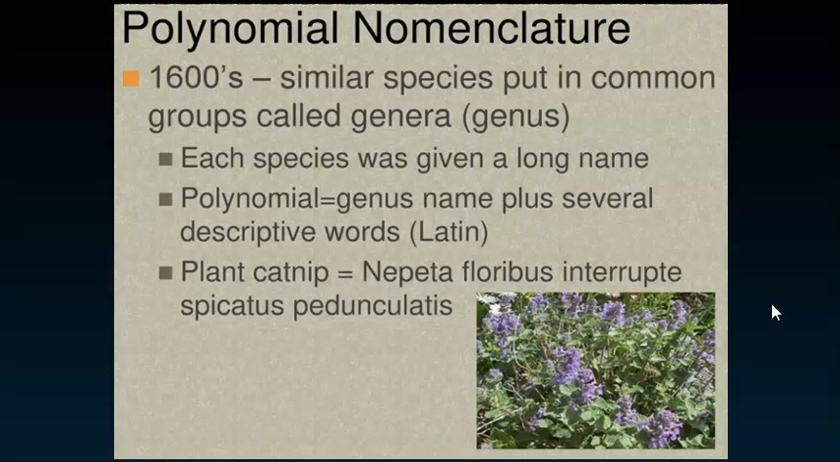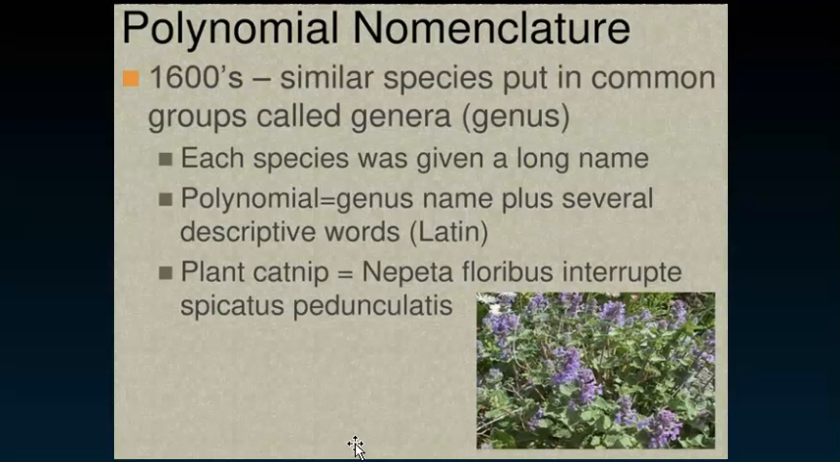This was used in the 1600s and on, and it would put similar species in common groups called genera, the genus, and each species was given a long name. So they had the polynomial, which was the genus name plus several descriptive words that fit whatever that species was. So for example, catnip, which is a plant, the polynomial name would have been Nepeta floribus interrupte spicatus pedunculatus. And imagine if we still named everything like that. Oh my gosh, how much worse would this class be?